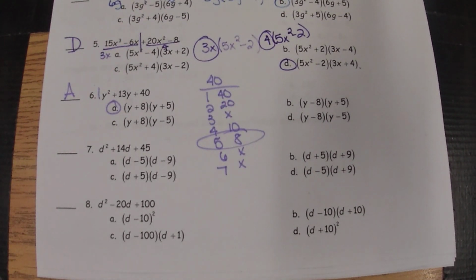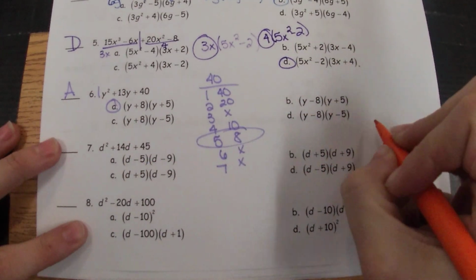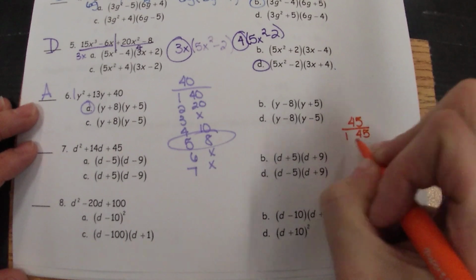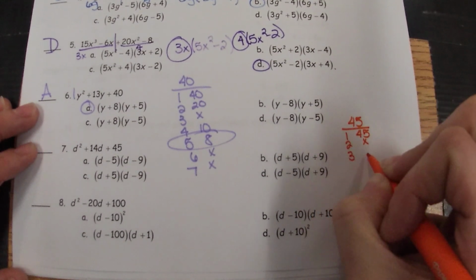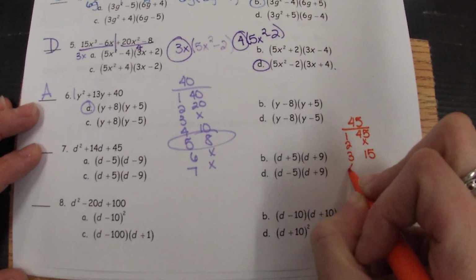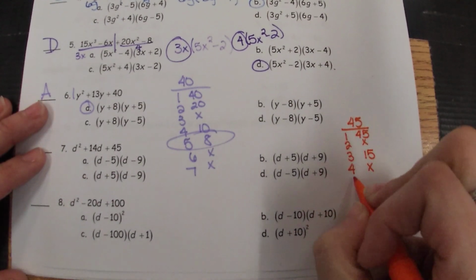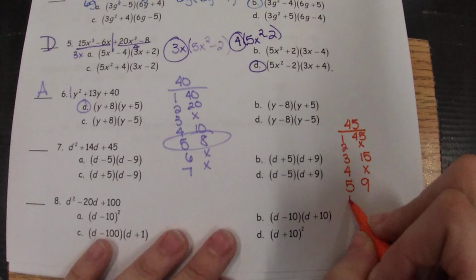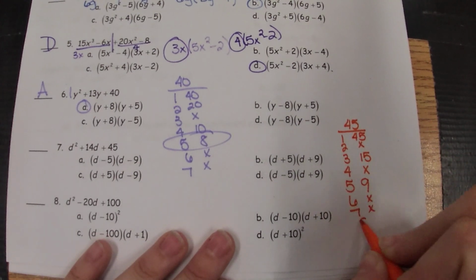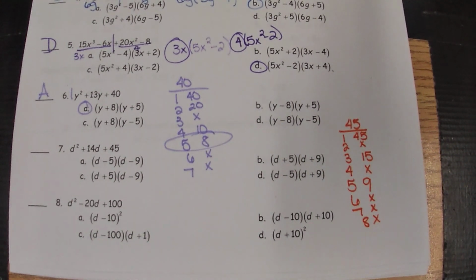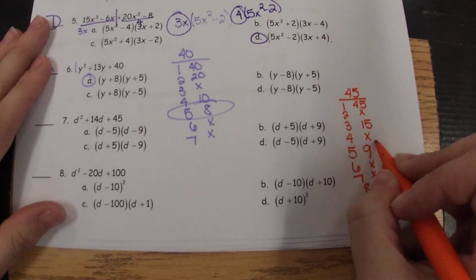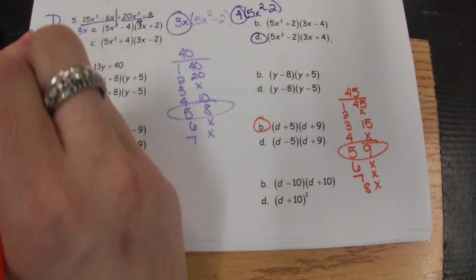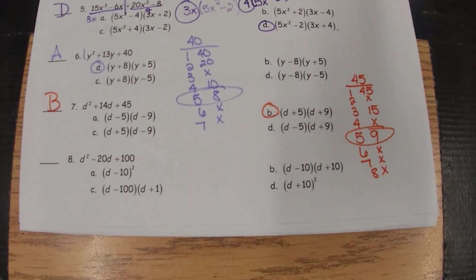Number 7, again, a trinomial. 1 times 45 is 45, and we'll make our list. Okay, so we want the set that will add up to 14. Everything is positive. That will be 5 and 9. We can use the shortcut. So again, we will pick B.